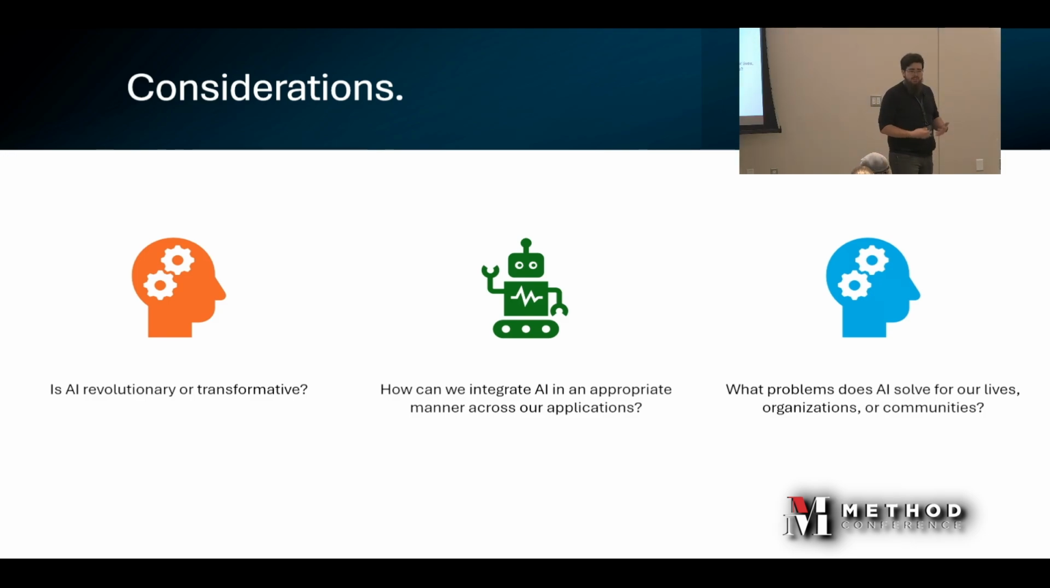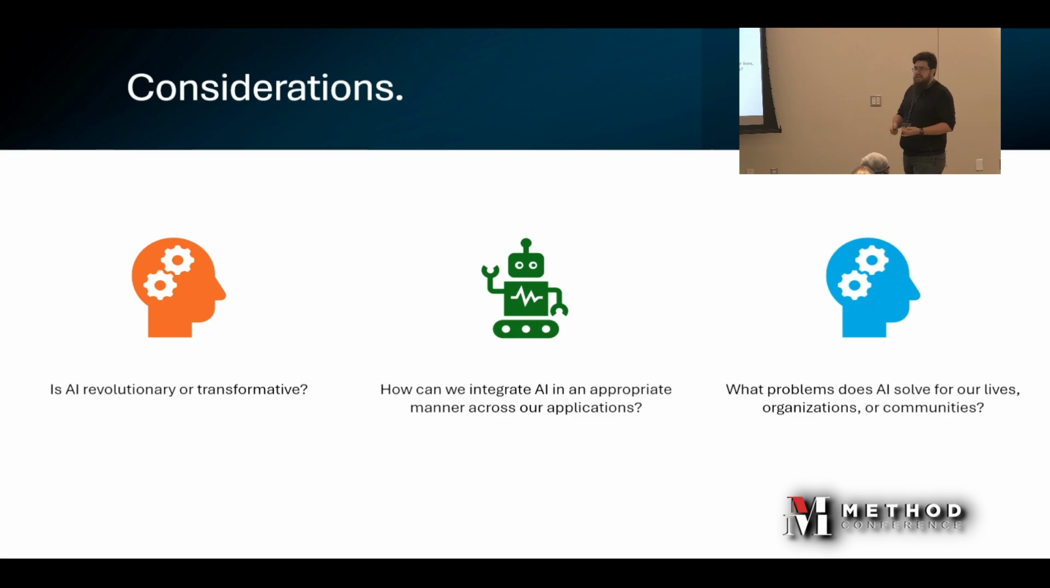Transformative might be, as a developer, maybe instead of me coding 100% of the time, I code 50% of the time with feedback from ChatGPT. I'm still working, I'm still employed, but my work processes have changed, right? Revolutionary or transformative. And then how can we integrate AI in an appropriate manner across our applications, right?